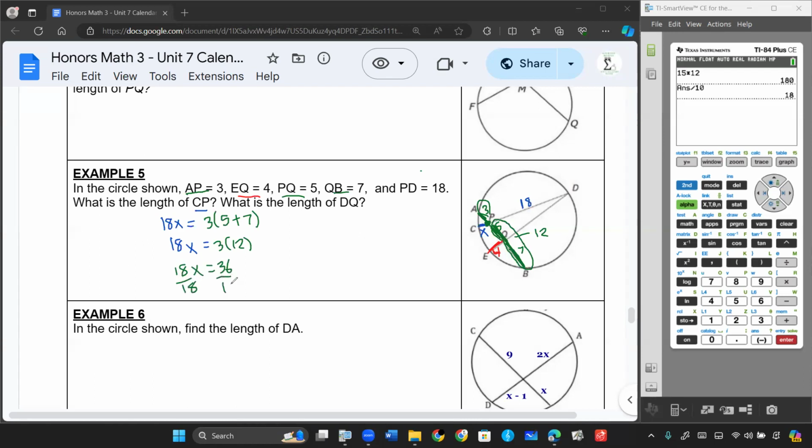So 18X is equal to 36. Divide by 18, you'll get X. And X is going to equal 2, which means CP will equal 2. Let me put a little blue 2 on there. So that little length is going to be 2. And now I can try for DQ. So what I want you to do is, now that you see me work that one out, see if you can solve for DQ using the segments that you see. DQ is going to be this red one over here. Let's call that Y. And I'm going to erase my markings here and start fresh.